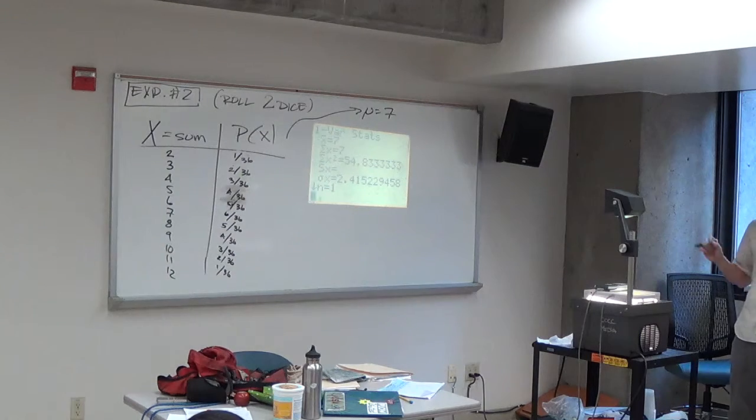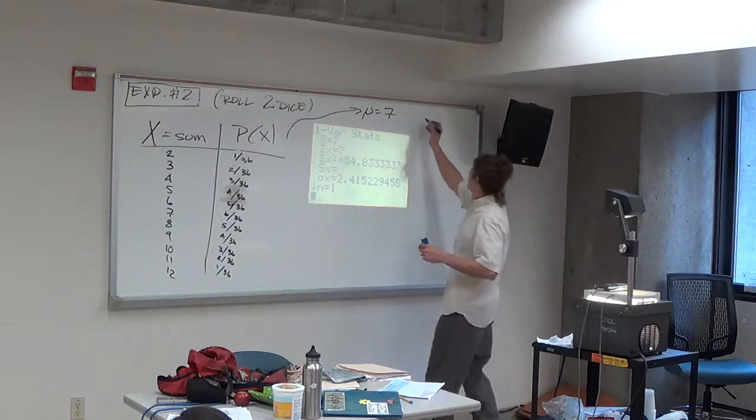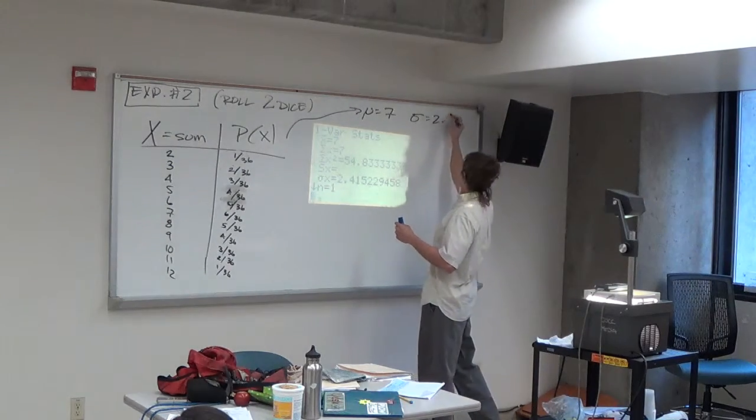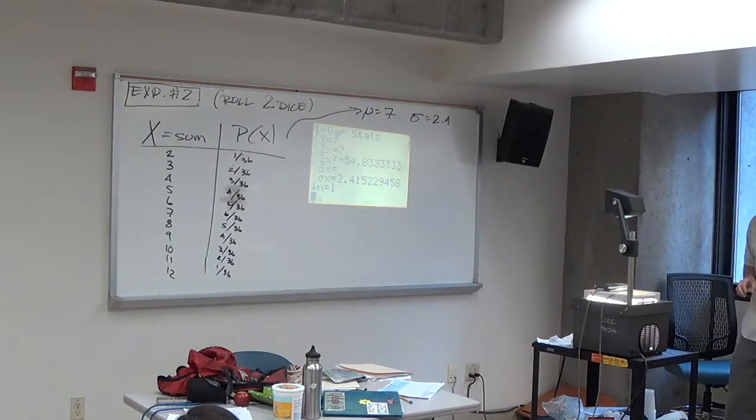The standard deviation, though, that 2.4, that one's a little bit weird. That one's a little tricky to do manually, isn't it? Your standard deviation is about 2.4. You can round that any way you want to. You can call it 2, you can call it 2.4.